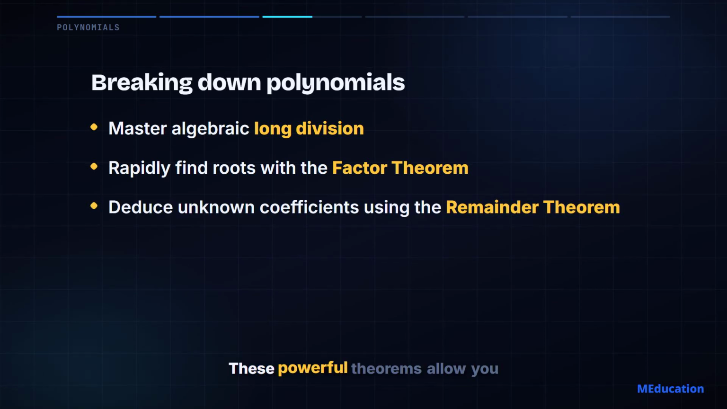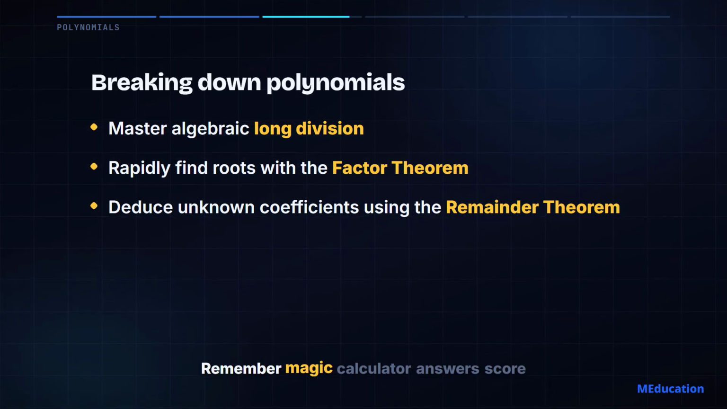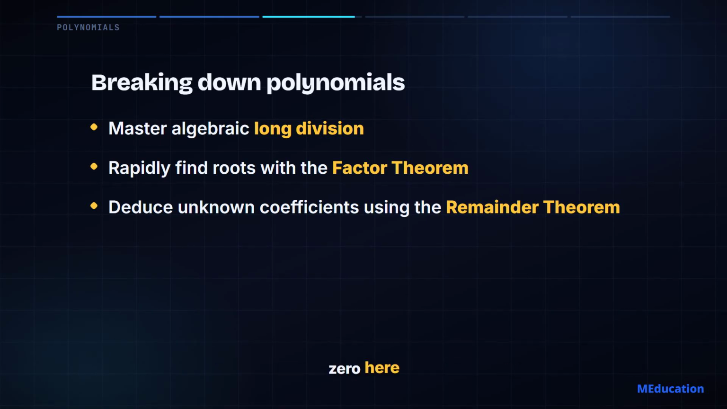These powerful theorems allow you to rapidly prove whether a linear expression is a factor, or deduce unknown coefficients hidden within the polynomial. You will often set up simultaneous equations to unlock these 4 to 6 mark logic puzzles in the exam. Remember, magic calculator answers score 0 here. You must show the algebraic working.